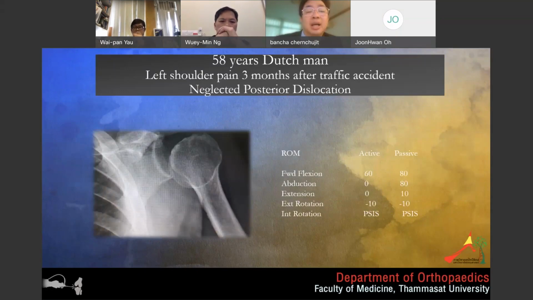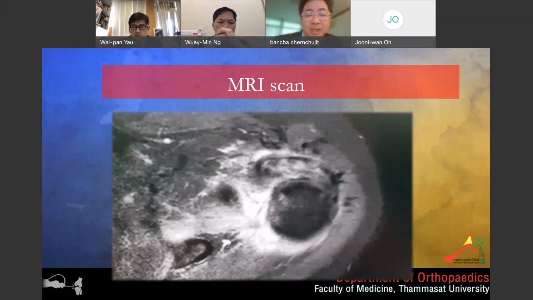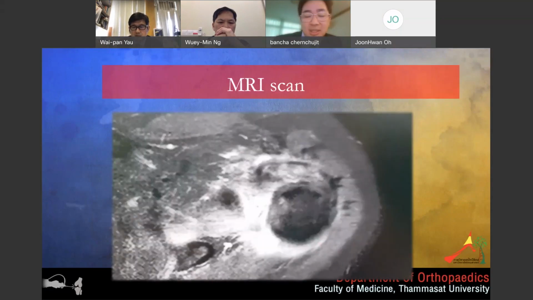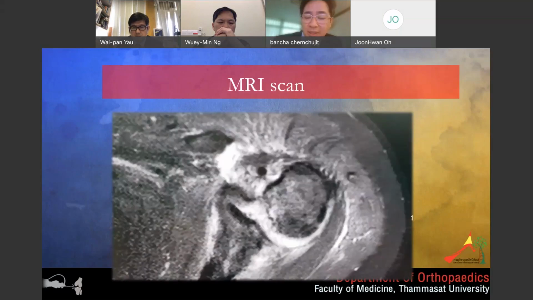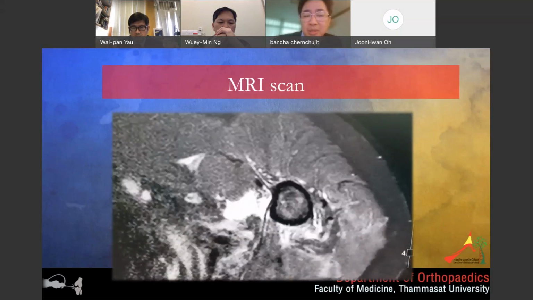Another man, nearly 60 years old, had a neglected dislocation from a traffic accident. We have a lot of traffic accidents in Thailand, you see. Even at 60 years old, he rode a motorcycle and had a traffic accident. It was missed because this is a posterior dislocation.